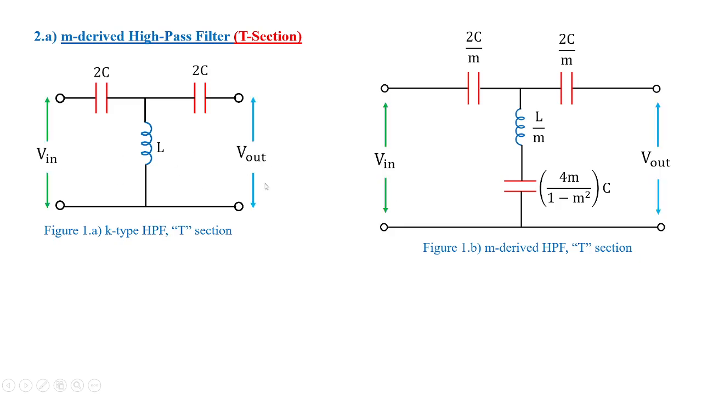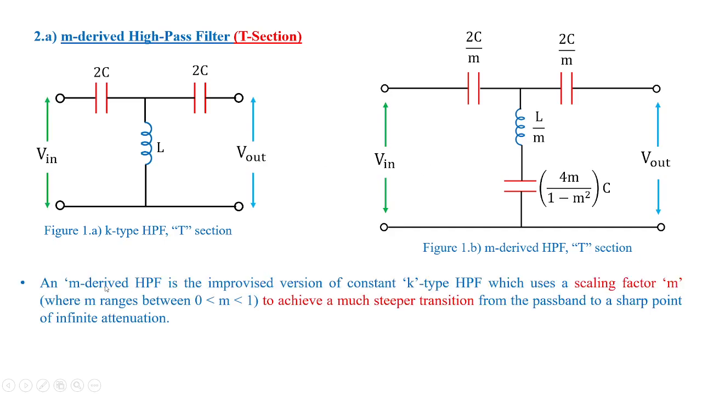Now the input voltage and output voltage are the respective parameters which we have to measure. An m-derived high-pass filter is the improvised version of the K-type high-pass filter, which uses a scaling factor m, where m ranges between 0 and 1. This is done to achieve a much steeper transition from the passband to a sharp point of infinite attenuation. In fact, an m-derived high-pass filter overcomes the impedance mismatch and poor stop band of the prototype K-type high-pass filters.